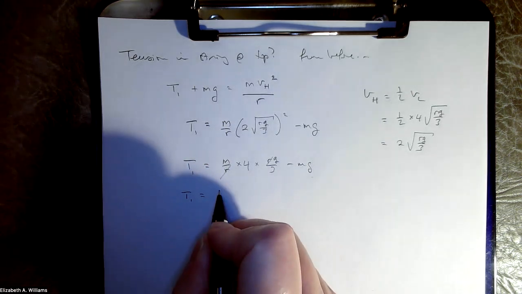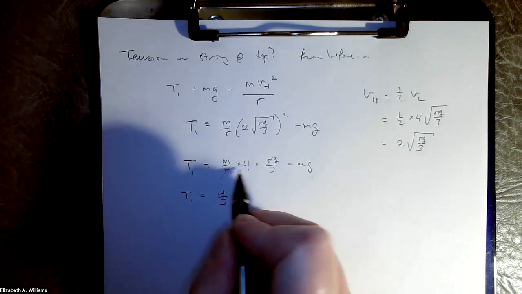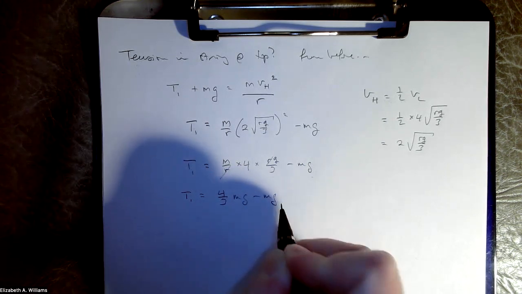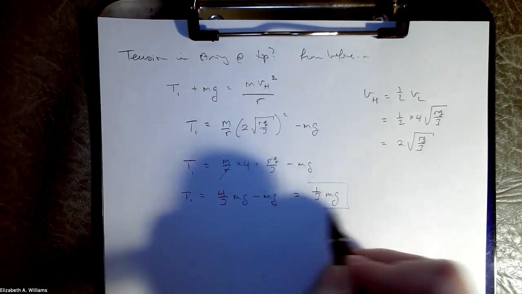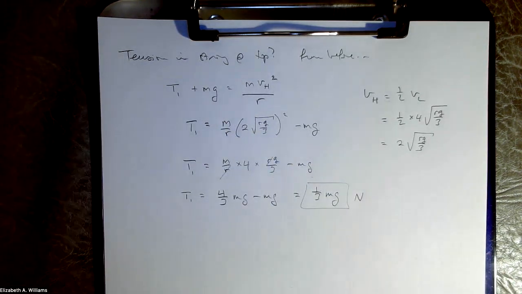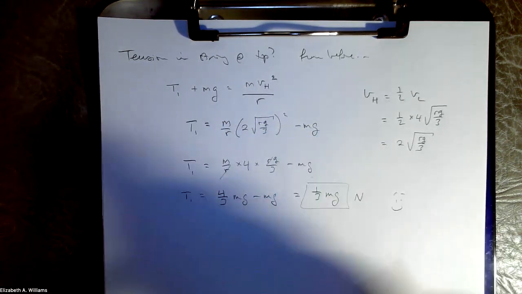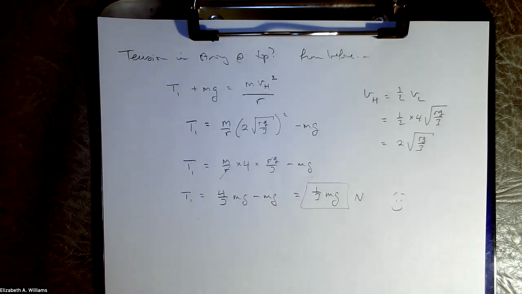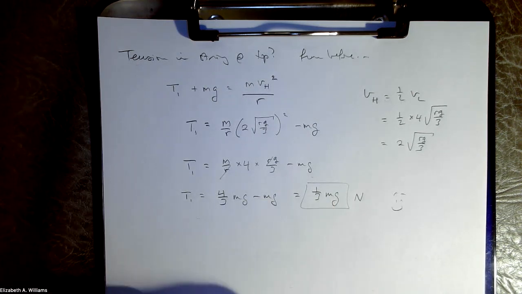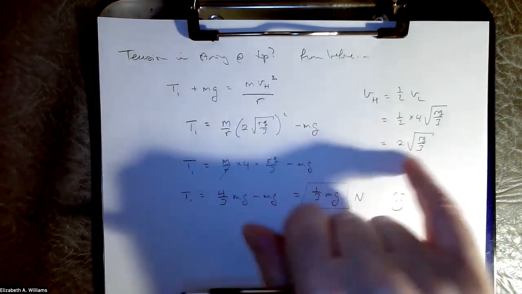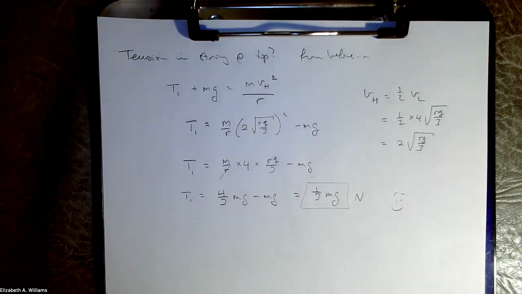I've got 4/3 mg minus mg, which shakes out as 1/3 mg newtons, because tension is a force. And that's quite nice. So the tension at the top depends only on how heavy your rock is, and the speed at the bottom depends only on the radius. Wild. Okay, well, anyway, that's that question, and I hope that's helpful.